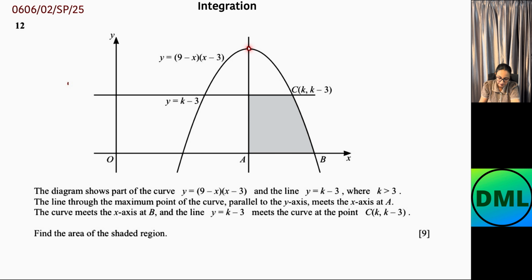The maximum point of the curve is here, where you are placing one line which cuts the x-axis at point A. The curve meets the x-axis at B. So the second point, the curve meets the x-axis at B. Another point is here. And the line y = k - 3 meets the curve at the point C, (k, k - 3). Find the area of the shaded region. I need to find the area of this region.